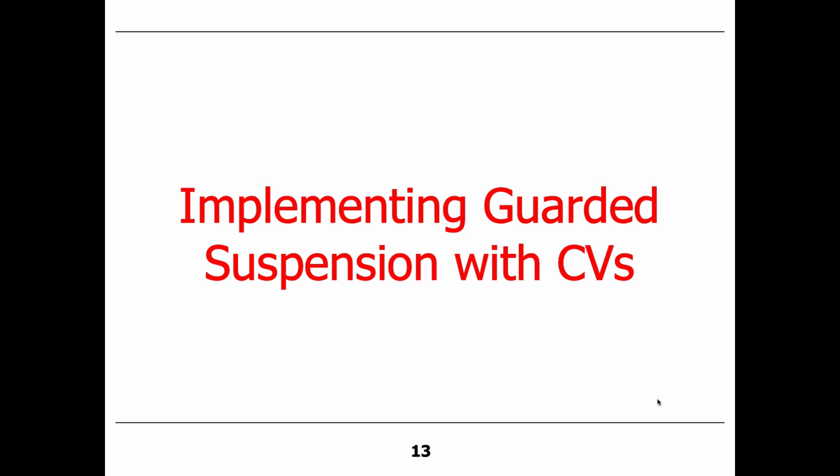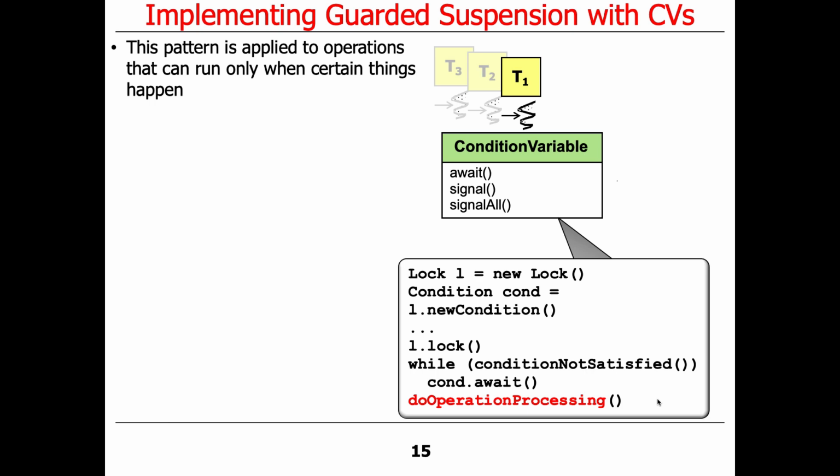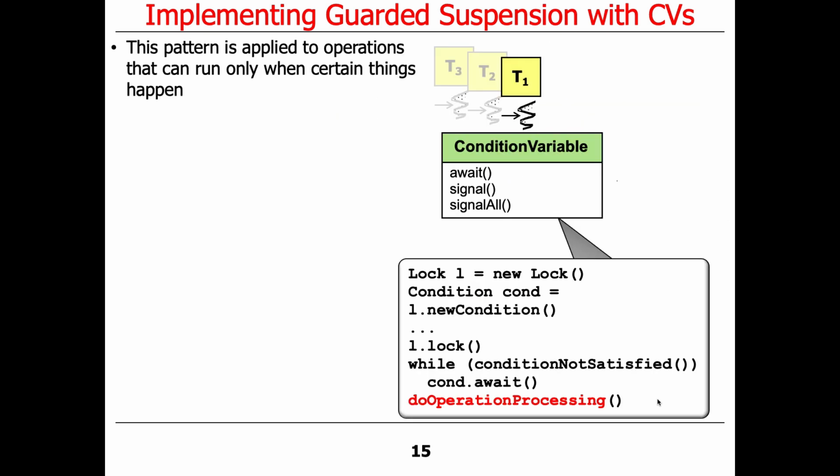Now let's talk about something called guarded suspension. We typically use condition variables whenever we need to implement the guarded suspension pattern, and you can read about this pattern here. Basically, what the pattern says in a nutshell is: if you can't make forward progress, put yourself to sleep and wait until you can make forward progress. So we apply this pattern on operations that can only run when certain things become true. We want to do some processing, but we can only do it once some condition is satisfied.